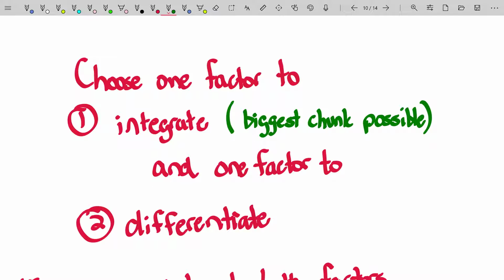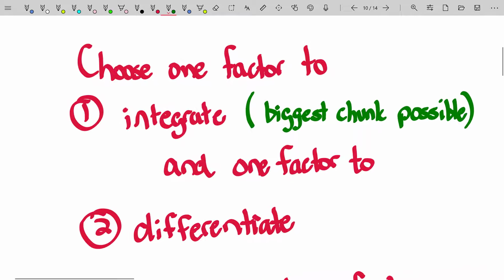So when you're handed an integral and you decide I'm going to use integration by parts, you choose one factor within that integrand to integrate, and therefore the rest of the integrand will be the piece that you differentiate. This is the order with which I would make that choice. Look for something to integrate first and make that the biggest possible chunk you can integrate, and then the rest is delegated to being the piece that you're going to differentiate.